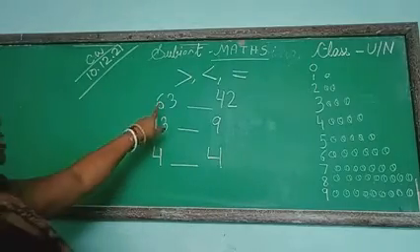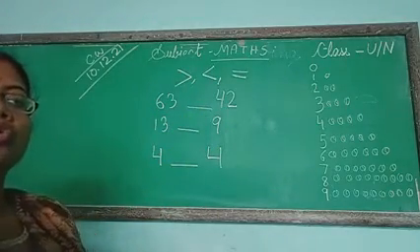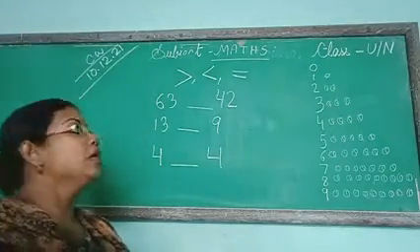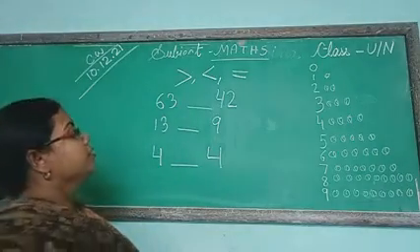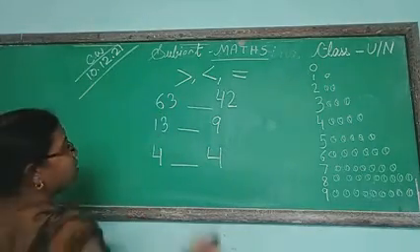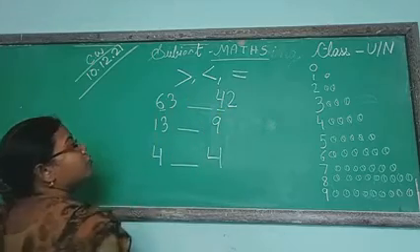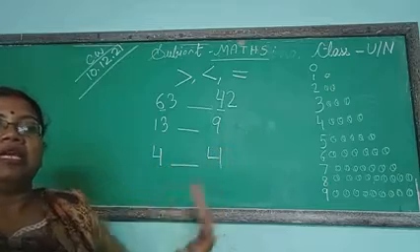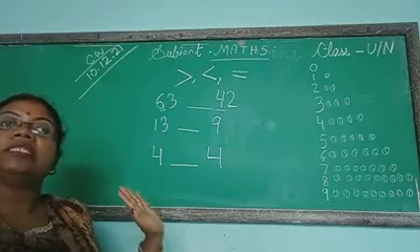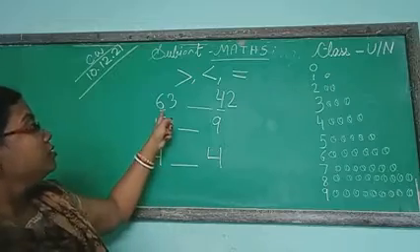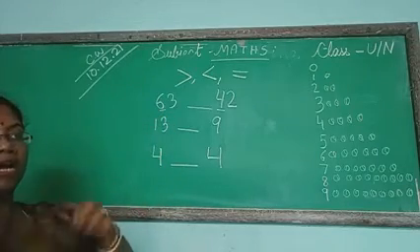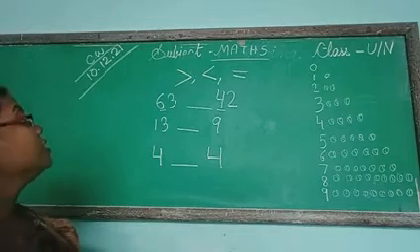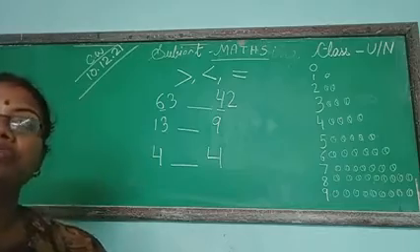Here it is written 63 and here it is 42. Both are two-digit numbers, so how will we identify whether 63 is big or 42 is big? Simple. You have to see the tens place numbers, 6 and 4. When we count 1, 2, 3, 4, 4 comes first. That means 4 is smaller than 6. 6 comes after 4, so 6 is bigger. So 63 is bigger than 42.